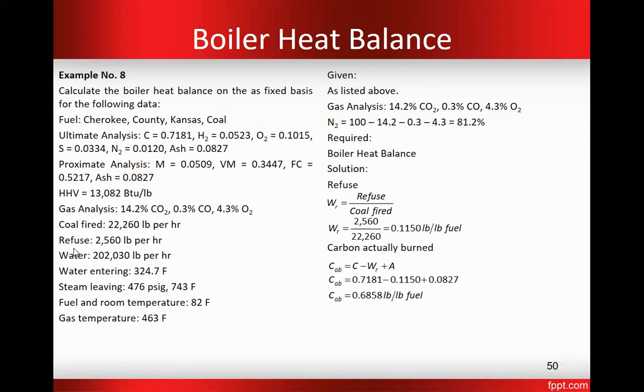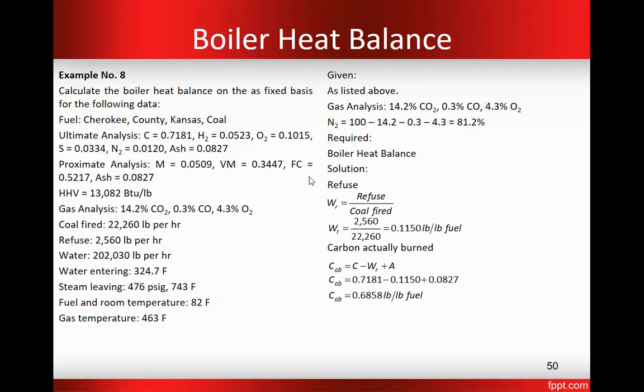The refuse is 2,560 pounds per hour. Water is 202,030 pounds per hour. Water intake is 24.7 Fahrenheit. Steam leaving is 476 psi gauge and 743 Fahrenheit. Fuel and room temperature is 32 Fahrenheit. Gas temperature is 463 Fahrenheit. So given as listed, this is long. The gas analysis is important, 14.2%, because this is what is really given in the problem, 0.3% carbon monoxide, 4.3% oxygen. Then the nitrogen is 100 minus 14.2 minus 0.3 minus 4.3, equal to 81.2% by volume.